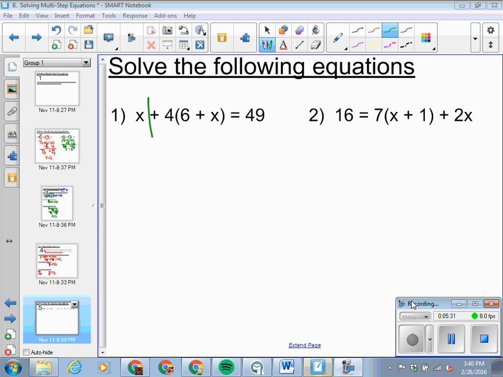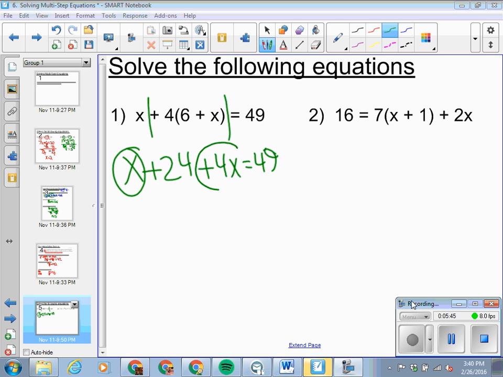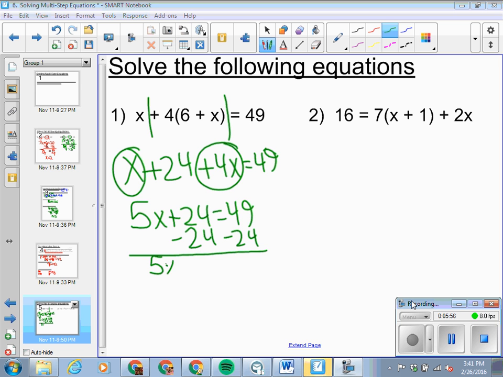Start by distributing right here. So 4 times 6 is 24. 4 times x is 4x. Combine our like terms of x and 4x to get 5x. Subtract 24 from each side. Left with 5x equals 25. Divide both sides by 5. So x equals 5.